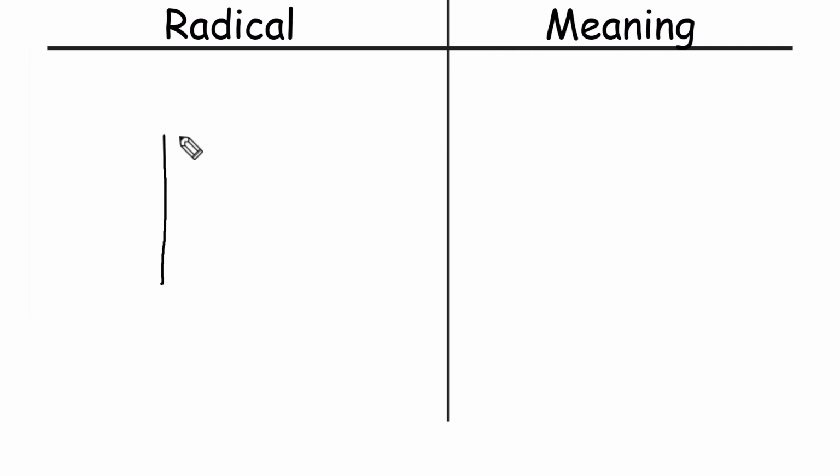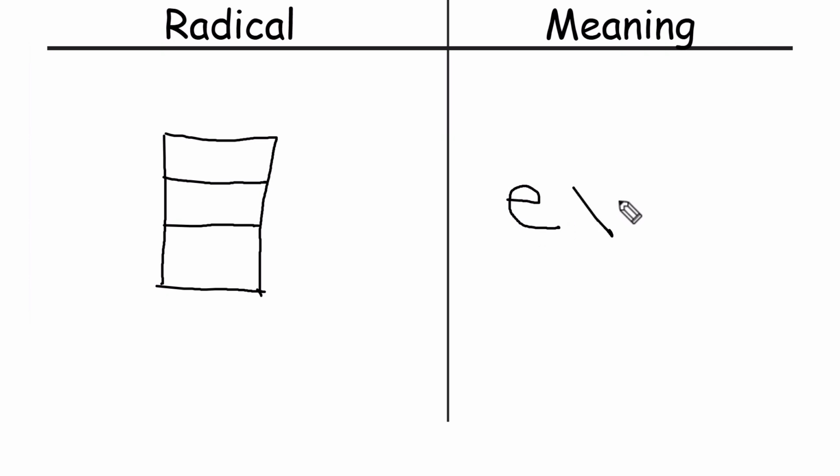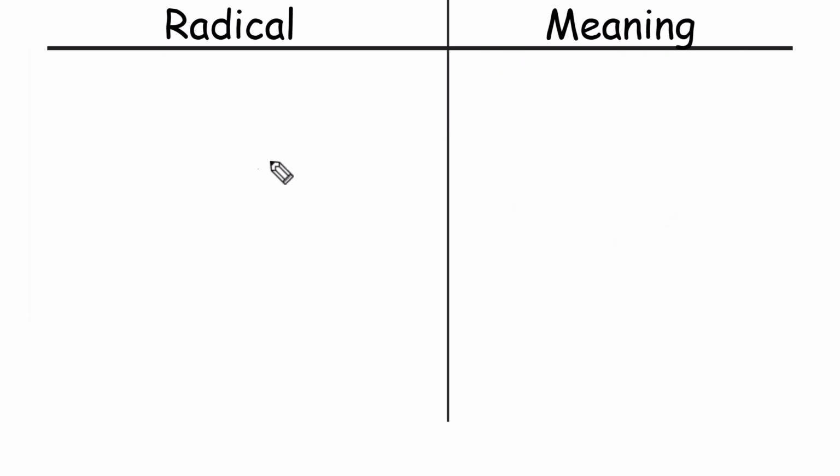Next, let's talk about the eye radical, written in this way. This radical appears in characters related to vision or seeing, like in the Chinese character to look or the Chinese character that represents eye. Understanding this radical makes it easier to recognize characters that involve sight and perception.